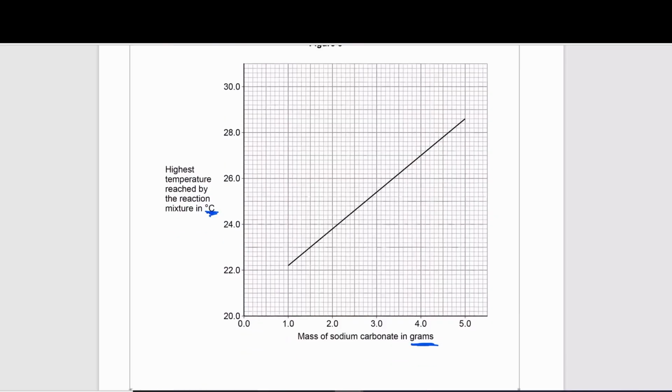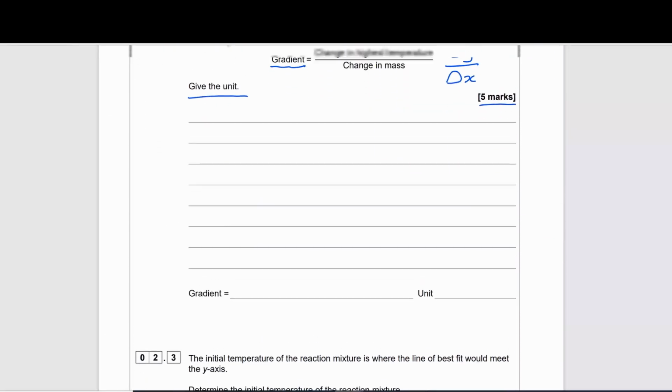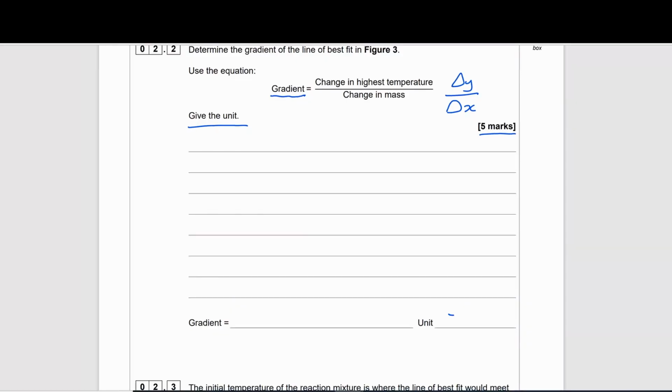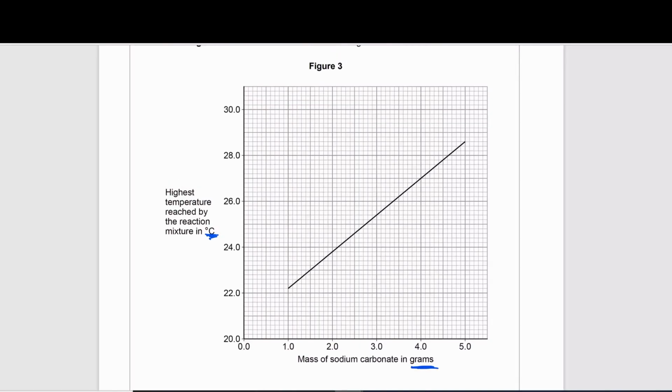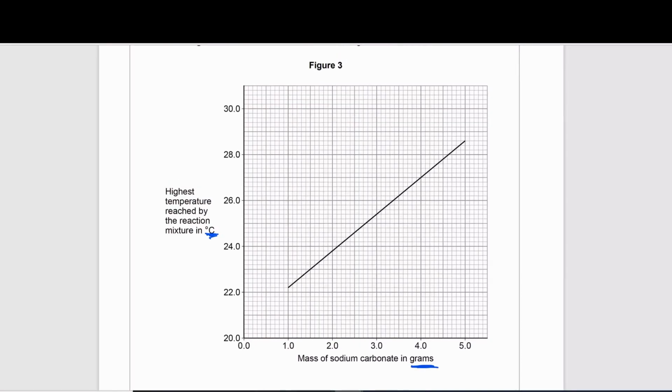So what we can do first is try and get our unit. We saw our x-axis was measured in grams, our y-axis was measured in degrees Celsius. So that will mean our unit will be degrees Celsius per gram. So we've already picked up a mark. Let's try and figure out the gradient.